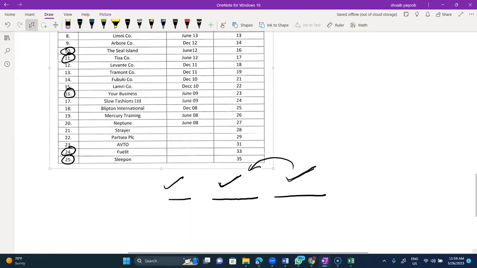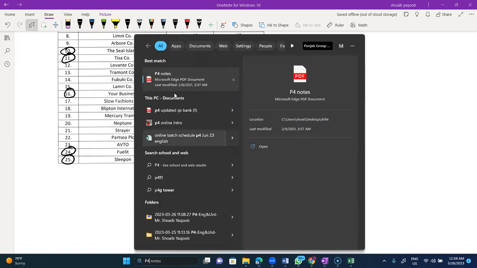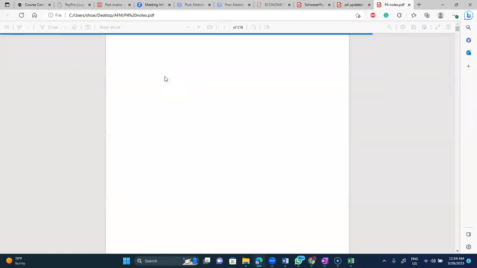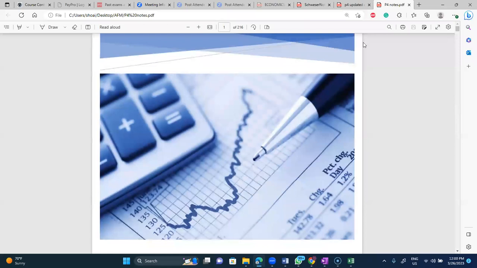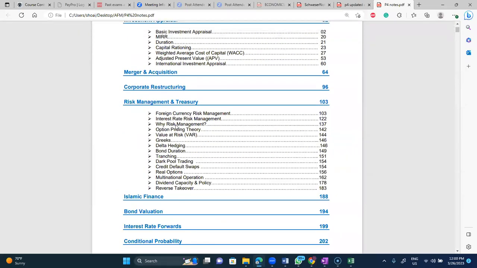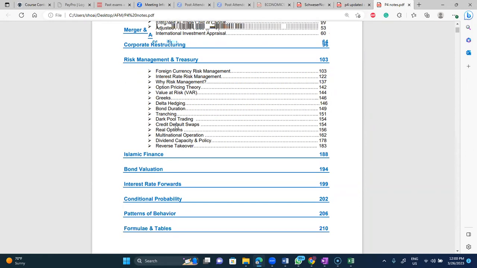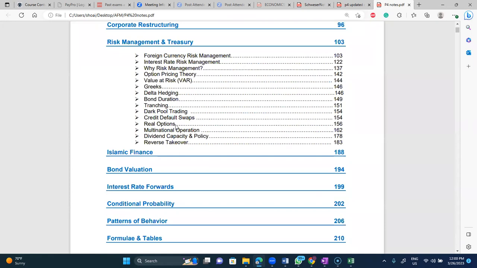Okay, one request. All of you have the notes, right? Guys, make some schedule and try to read these chapters from now. Note the names of the chapters, please. Multinational operations. These are like 20 pages. Reverse takeover, Islamic finance, and pattern of behavior. Four chapters.